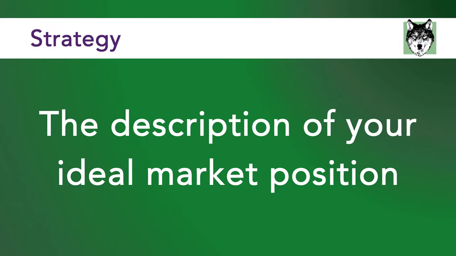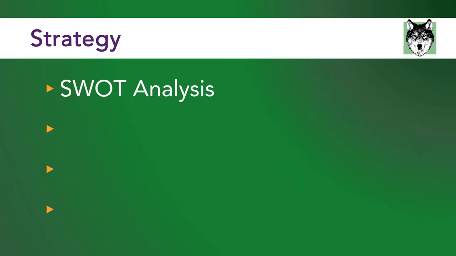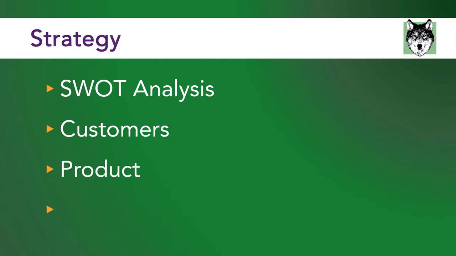Strategy is the description of your ideal market position. This is made up of several different things. You have SWOT analysis. This is understanding your strengths, weaknesses, opportunities, and threats. And this tells you your competitive advantage in the market. Then you have customers. Who is your target market? Then you have product. What are you selling? And finally, your value proposition. How does your product fit the customer's needs in a valuable way? So strategy is the description of where your company is going.